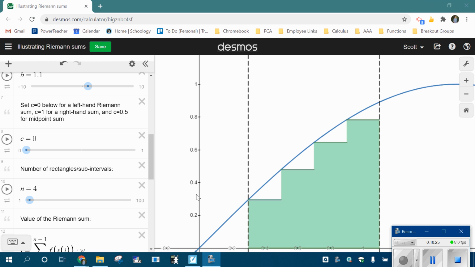Sorry for the aside, but did you know back when I learned calculus, I didn't even have Desmos. I had to do all this, no Desmos, just had to do it by hand.